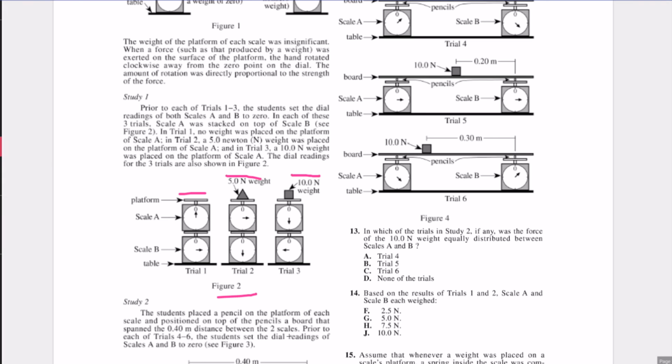So let's answer some questions. Question 13 says, in which of the trials in study 2, if any, was the force on the 10 Newton weight equally distributed between scales A and B? So we don't even need to consider any physics. You could go the physics route and say, well, we want the one that's closest to the middle, and we know it's going to be 0.40 meters, and 0.40 divided by 2 is 0.20, so that probably means it's going to be the center one, which is trial 5. And trial 5 is the correct answer, so that does work.